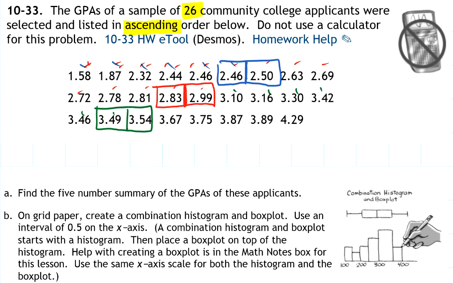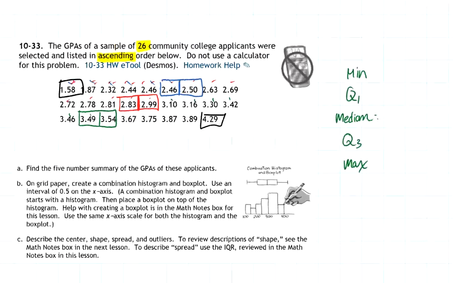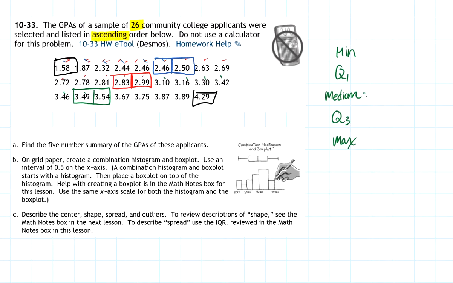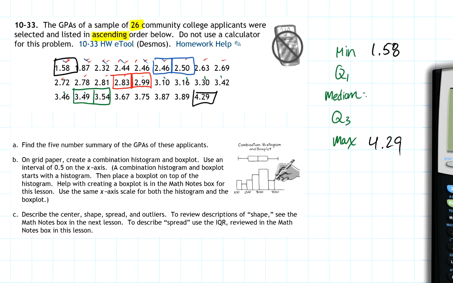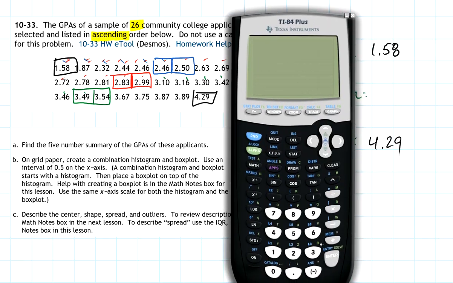So in order to find Q1, the median, and Q3, I'm going to just find the average of those numbers that I've boxed. The other 2 numbers that are in our 5-number summary are the minimum value and the maximum value, and clearly those are pretty easy, right? Our minimum and our maximum are here. So let's go ahead and write down the 5-number summary. So our minimum is 1.58. The maximum is 4.29. And I am going to use my calculator to find the average of these numbers.